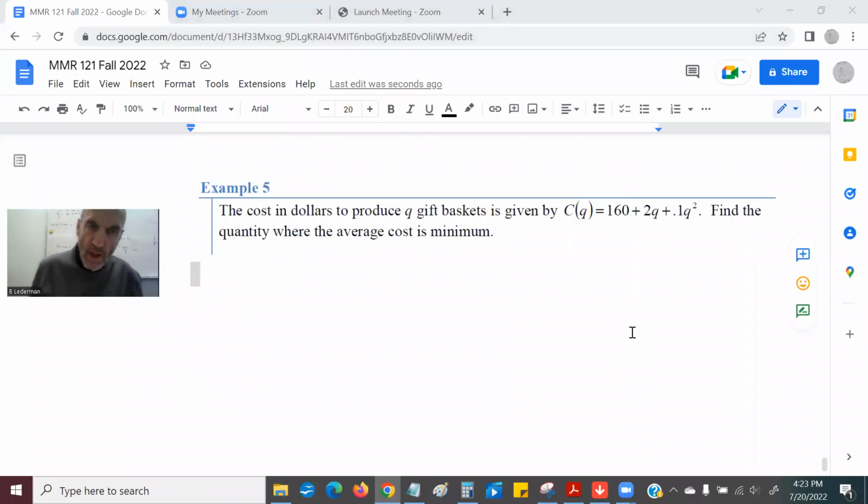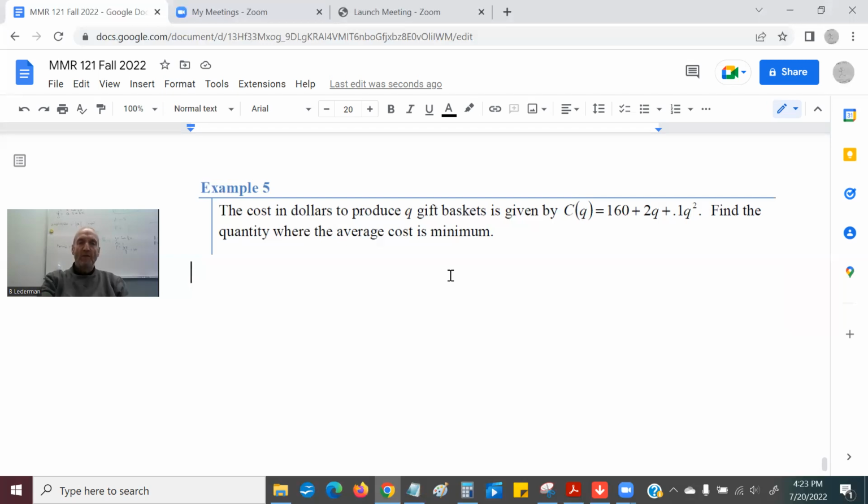Continuing in section 2.9, the cost in dollars to produce Q gift baskets is given by C of Q. So capital C stands for cost at a quantity of Q gift baskets. C of Q is equal to 160 plus 2Q plus 0.1 Q squared. And we want to find the quantity where the average cost is a minimum.